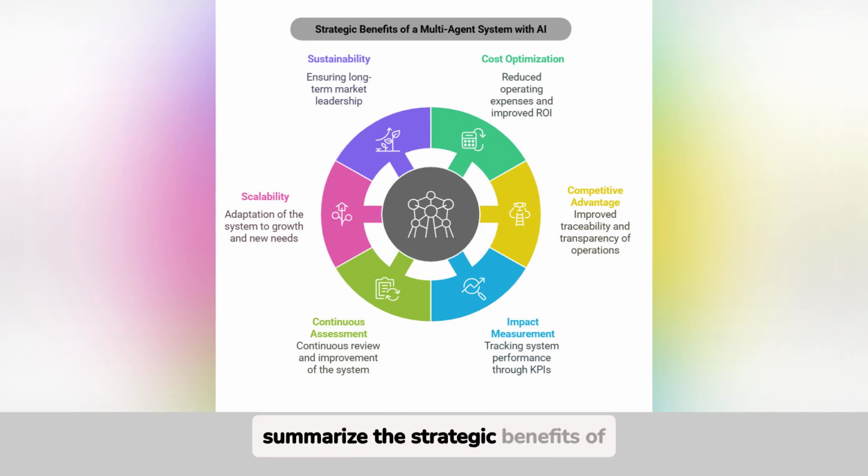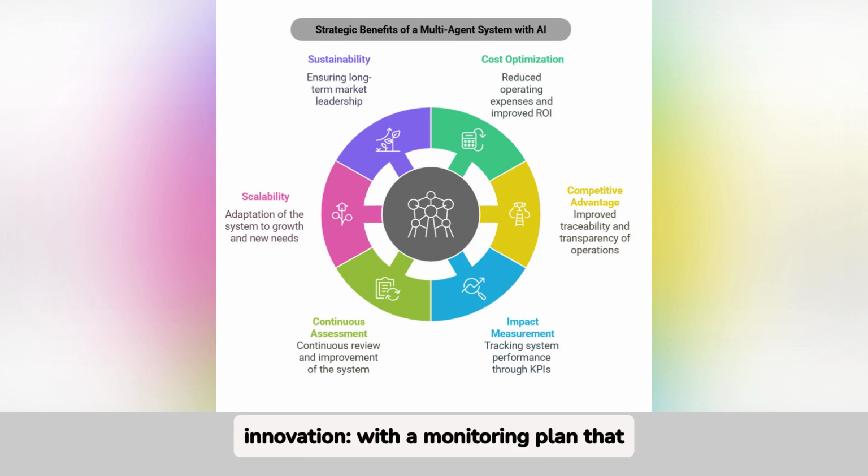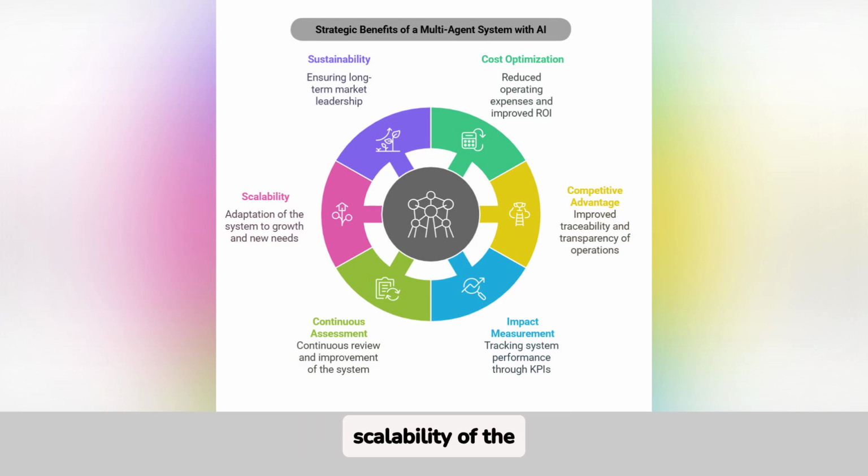Could you summarize the strategic benefits of this approach? Of course. In summary, this system offers us reduced operating costs by automating processes and minimizing errors; increased efficiency and agility, thanks to real-time data and predictive analytics that enable proactive decisions; competitive advantage, by transforming asset management and optimizing resource allocation; continuous innovation, with a monitoring plan that ensures the evolution and scalability of the system; greater control and transparency, enabling managers to make informed decisions based on accurate data; and flexibility and adaptability, through a modular architecture that facilitates system expandability.